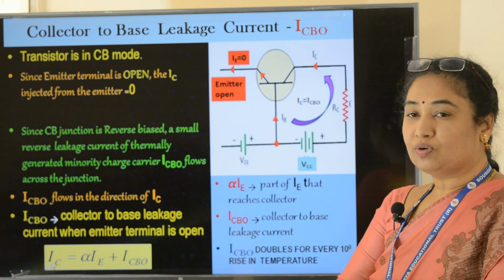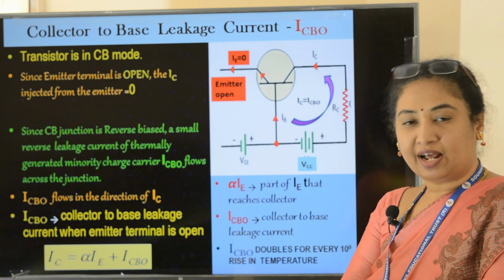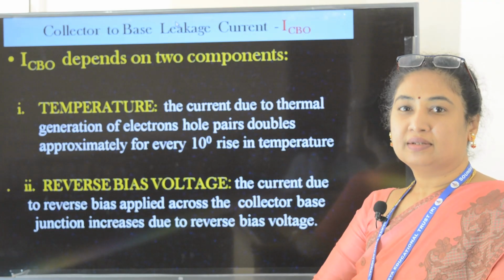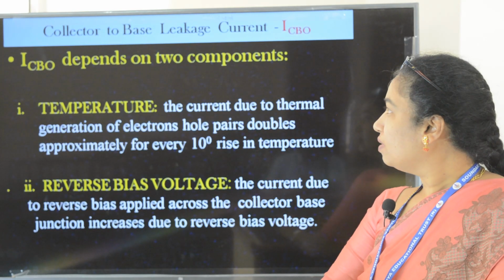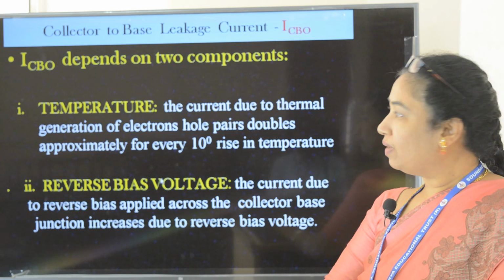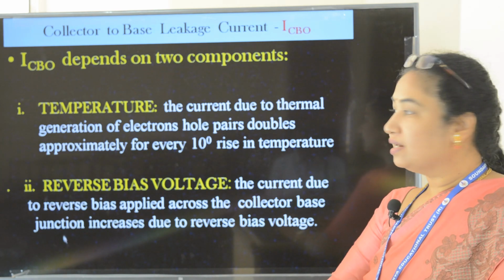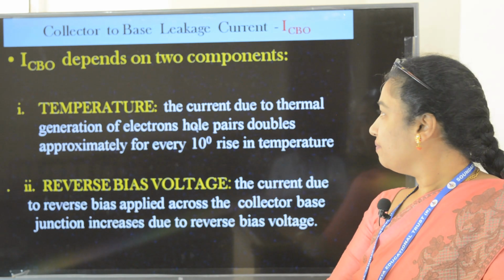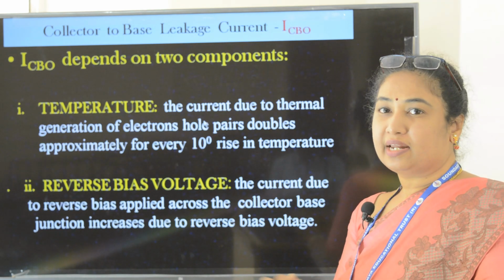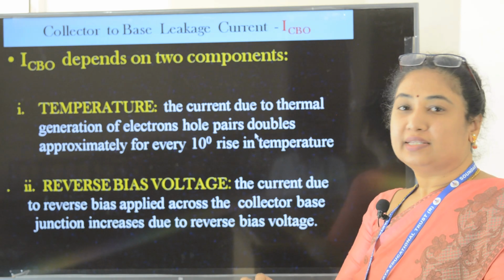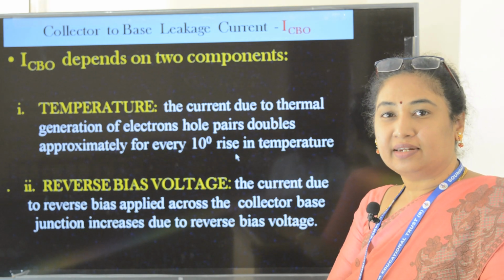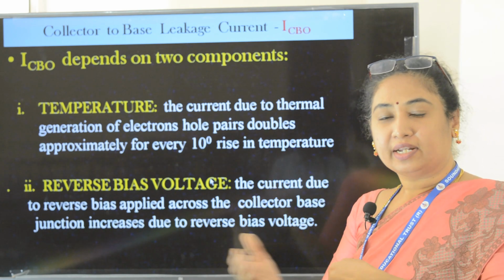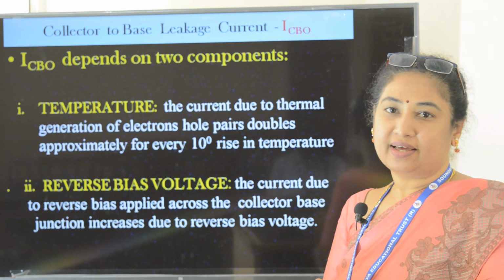So we have the total current IC is equal to alpha times IE plus ICBO. This leakage current ICBO depends on two components. One is temperature, other one is reverse bias voltage. When you consider the temperature, the current due to the thermal generation of electron hole pairs will double for every 10-degree rise in temperature. So ICBO will increase, or it will double, for every 10-degree rise in temperature.